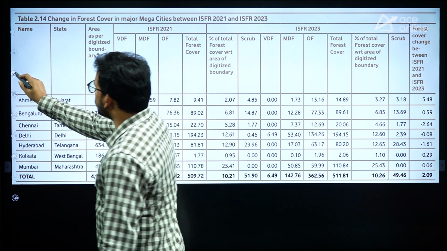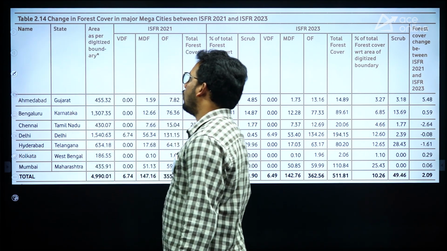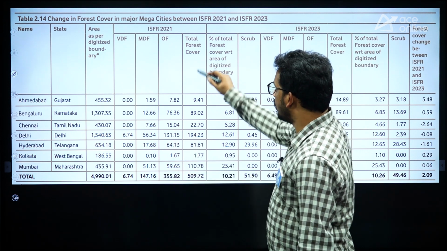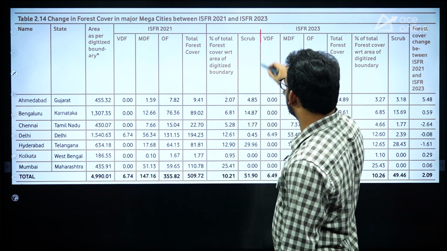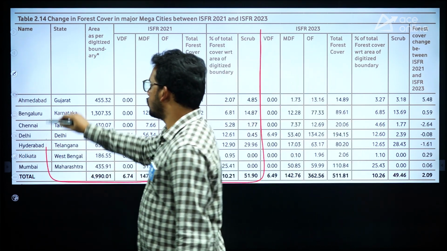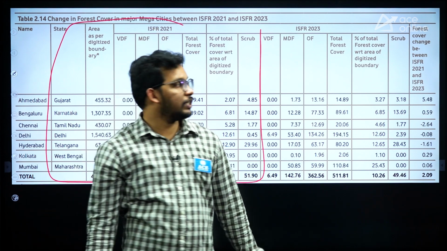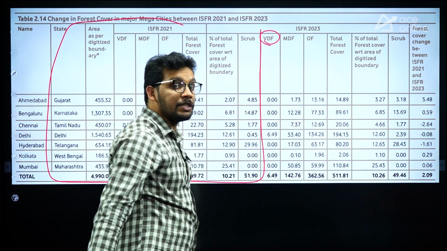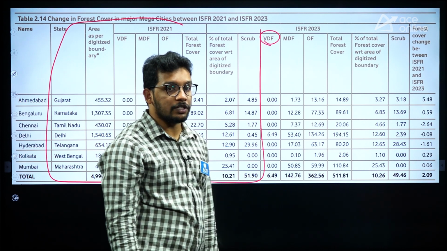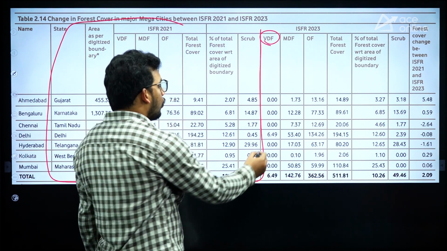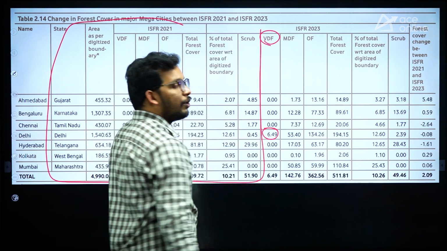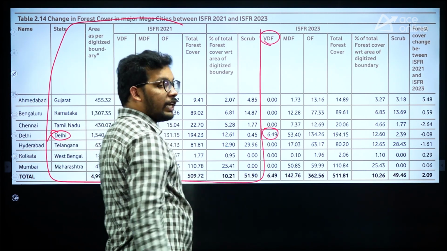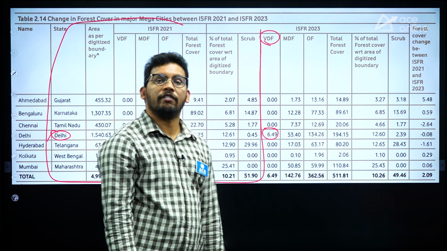Next, in terms of cities, they have given the total forest cover of major cities. Until this one it is 2021, so no need to worry for us. We will see the 2023 data. In terms of very dense forest, very dense means what? More than 70% of the land is occupied with green canopy. Only one city has very dense forest, that is Delhi. So Delhi is the only city with very dense forest.